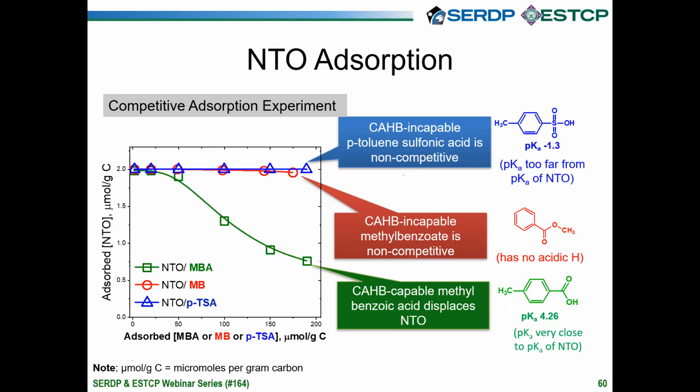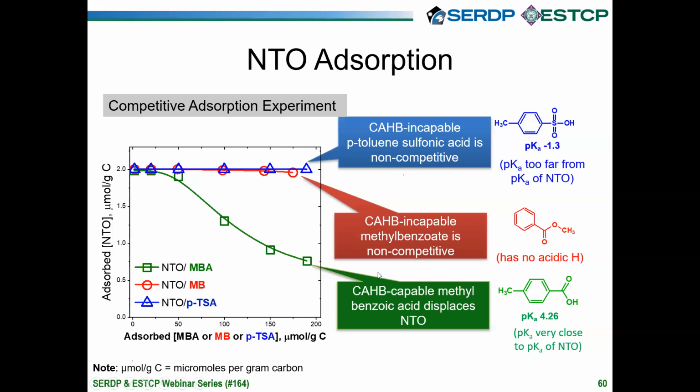The second adsorbate was methyl benzoate, which is also incapable of forming a charge-assisted hydrogen bond because it has no acidic proton. So as shown in the red circle, methyl benzoate was not able to compete for adsorption sites with NTO. By contrast, the addition of methyl benzoic acid was able to displace NTO from the adsorption site, which means that methyl benzoic acid can form a charge-assisted hydrogen bond.